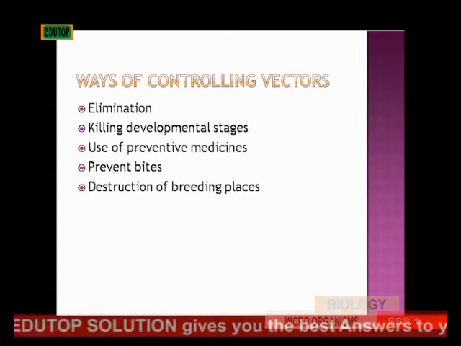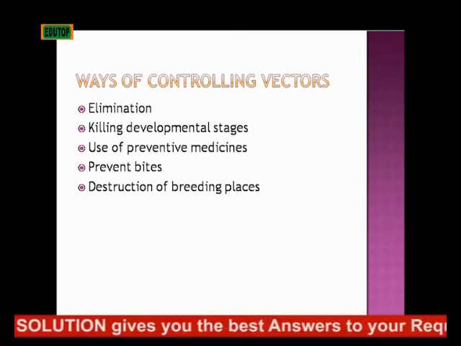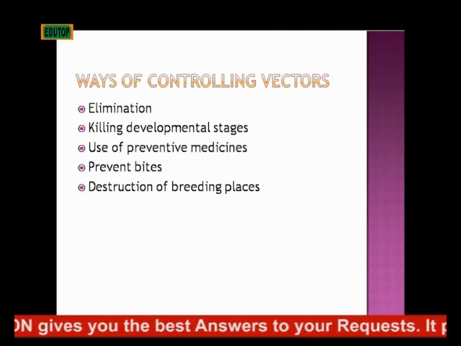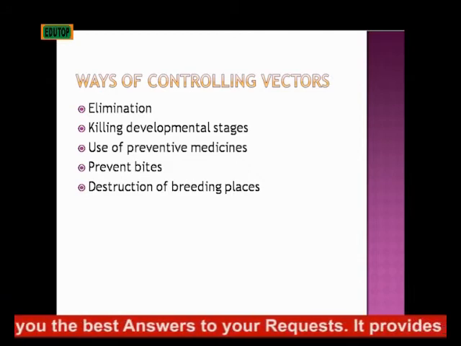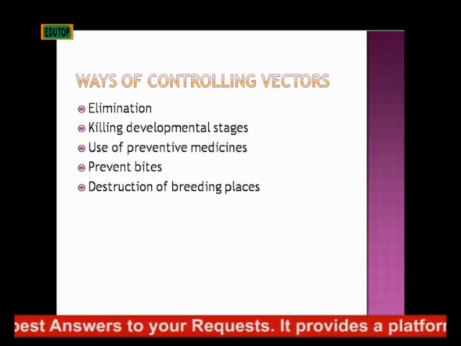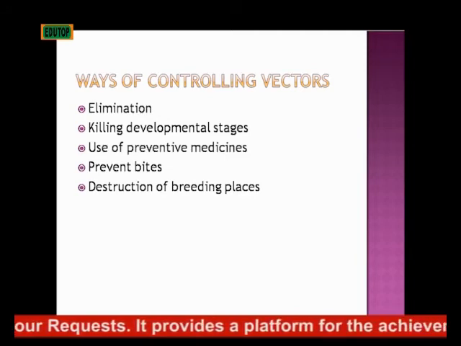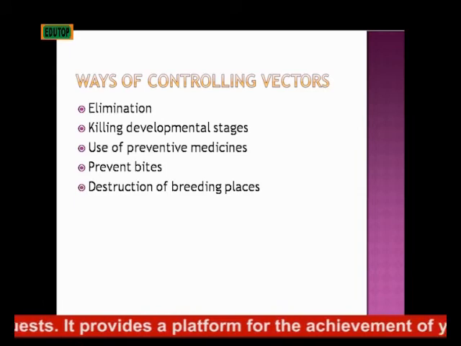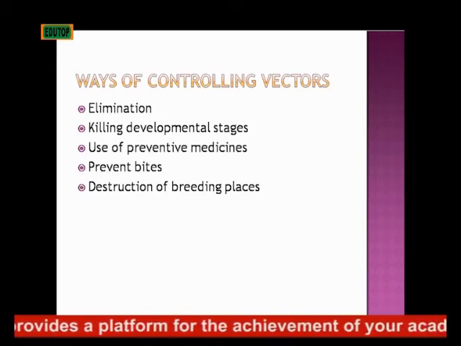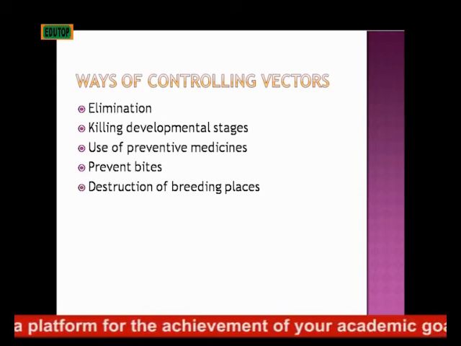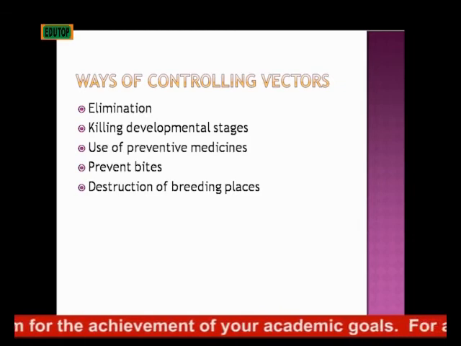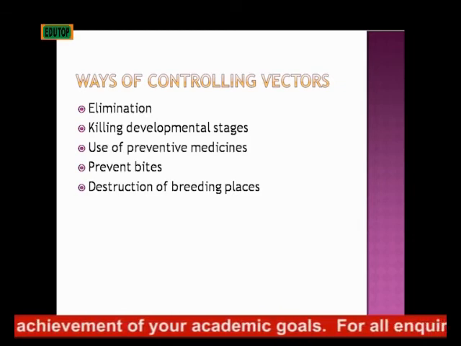Then another way of controlling vectors is to prevent their bites. You know, mosquito is a vector of malaria. It carries plasmodium, which causes malaria. So that's why you should prevent its bites. Even another example of a vector is the dog. It carries rabies. So prevent the bites of such vectors so that you don't get infected by them.